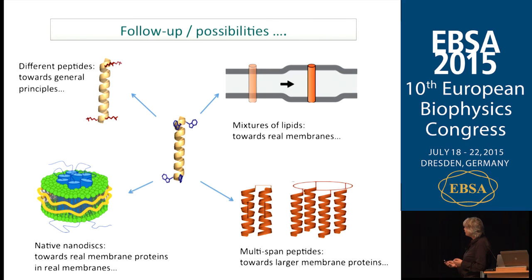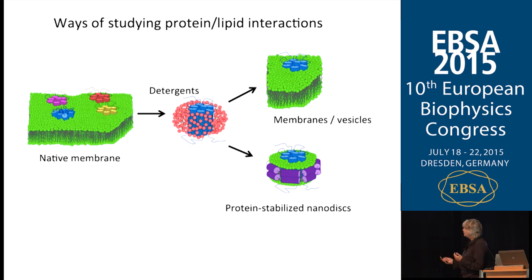And what you can also do, and this looks very far away from this one, is looking at native nanodiscs. And I now want to continue with our recent research on these discs. Before I can explain this, I need to give a little bit of background. If you want to investigate protein-lipid interactions of native membrane proteins, what you normally do is you have the native membrane, then you have to isolate the proteins from the membrane, and that you normally do by using detergent. And then if you want to know how they interact with lipids, you can reconstitute them in membranes or vesicles, or you can reconstitute them in nanodiscs with a certain lipid composition.